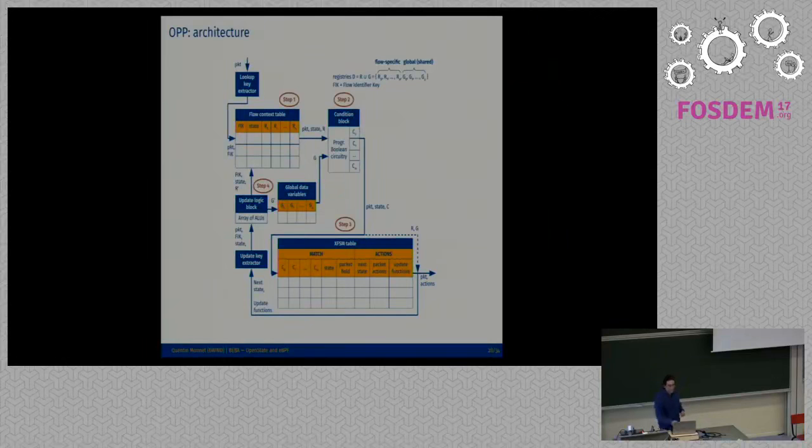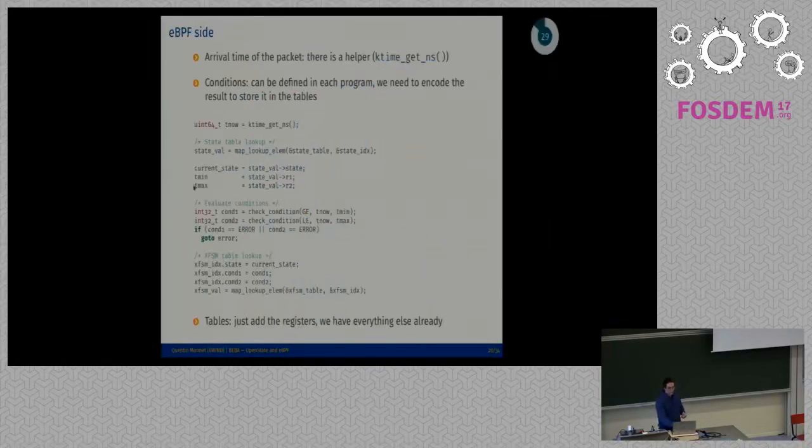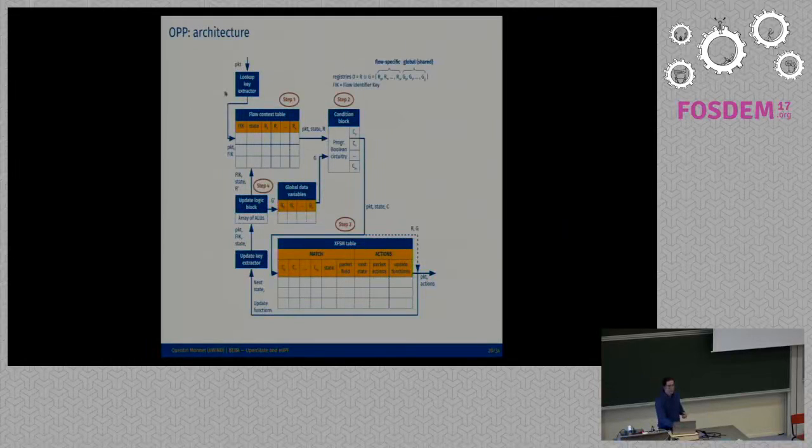So this is the full diagram of the OPP architecture. Without entering too much into the details, first we process the packet to extract any information we need to match, and we perform the first lookup in the state table. On this packet metadata, we get the state for the flow and also a set of registers. With those registers and possibly global registers, we evaluate the conditions that we want to use. And then the second lookup is done on the result of those conditions, the state we are in, and the packet events, for example, the UDP port for port knocking. And it returns, as before, the next state for the flow, the action to perform on the packet, and also an update function that will be used to update per-flow and global registers.